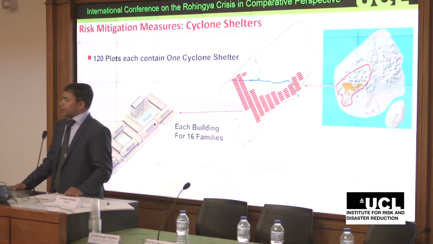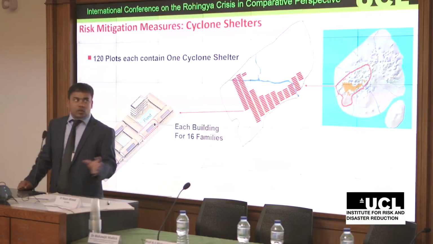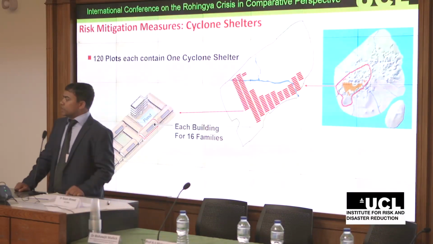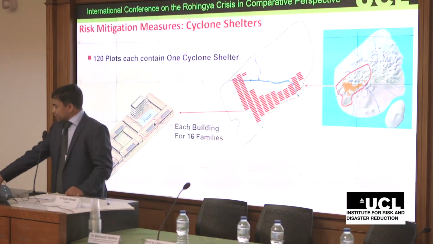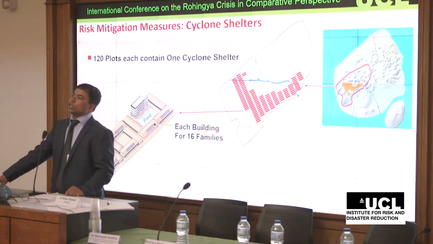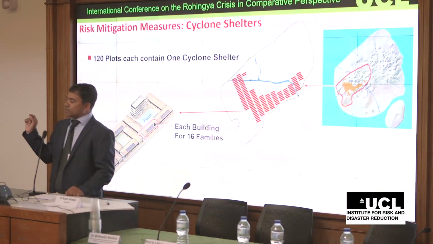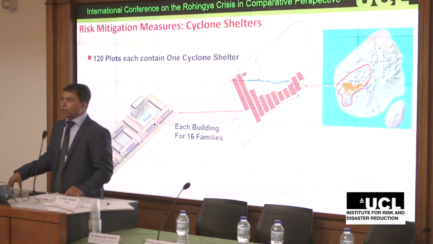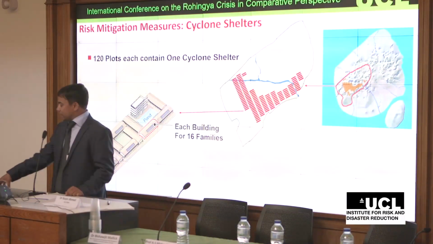And we have 120 plots. Each red dot is one plot. So each plot has a cyclone shelter. I doubt this cyclone shelter can hold all the people, because they say each building has 16 families. So if you multiply with the number of people, the capacity will be limited.